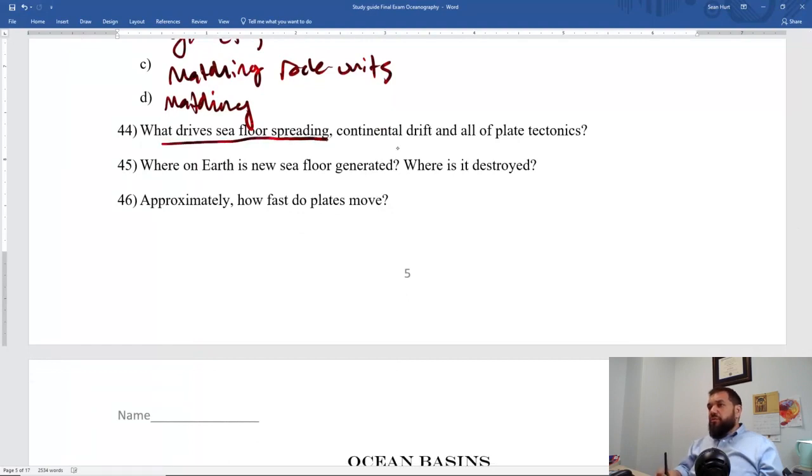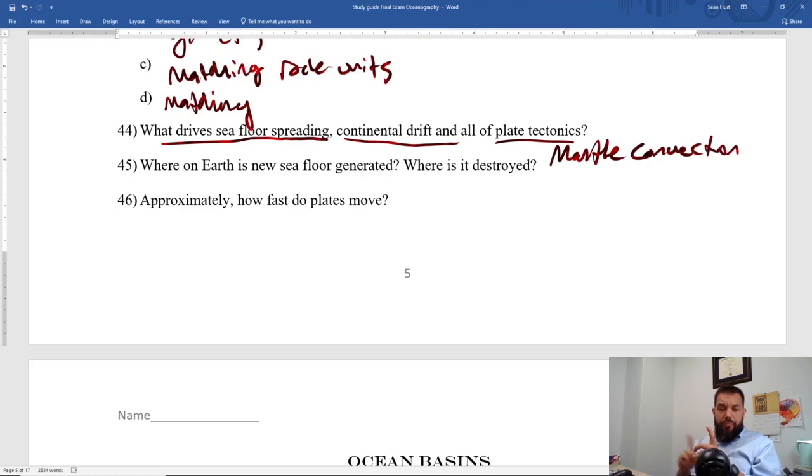What drives that seafloor spreading, continental drift, all plate tectonics? That's mantle convection. Okay, so it's the fact that the mantle is convecting due to the geothermal gradient. The fact the core is hot, the surface is cold, and that's what creates the convection. Where on Earth is new seafloor generated? Where is it destroyed? Very important.